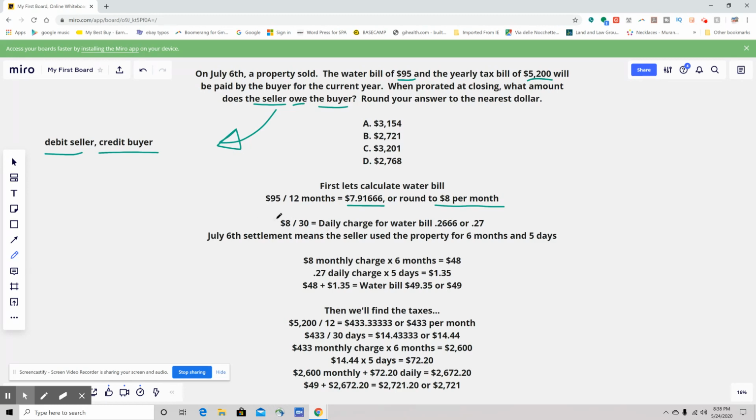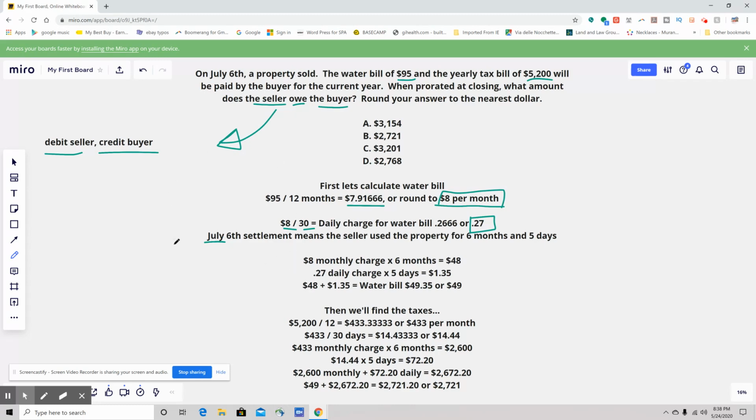So then I want to find the daily charge. I now know the monthly for the water bill, so I take the monthly known amount and divide it by 30. Now I know my daily charge, rounded, is 27 cents per day. Next we have to figure out what a July 6th settlement means. That means 6 full months, right? We're in the 7th month of the year. 6 full months and 5 days.